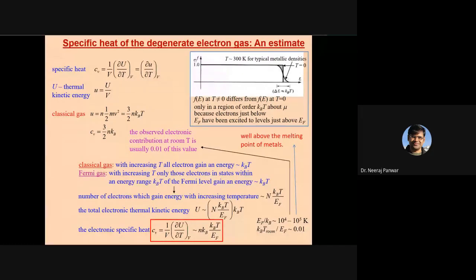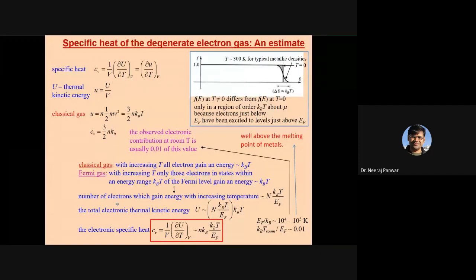We have the Fermi-Dirac distribution function plotted as a function of energy. When we raise the temperature of the metal by an amount T, only those electrons which lie in the kBT region of the Fermi energy will be excited. They will absorb this energy, and nothing will happen to the lower lying electrons.